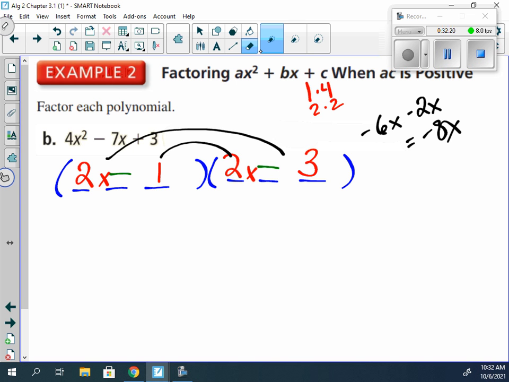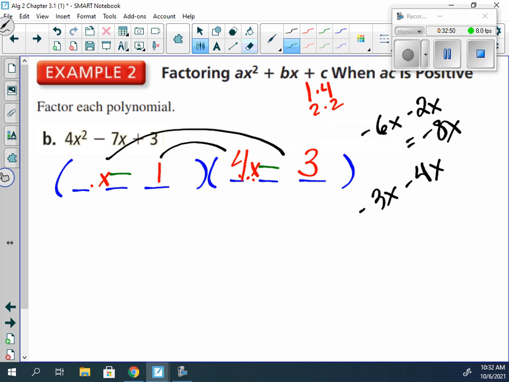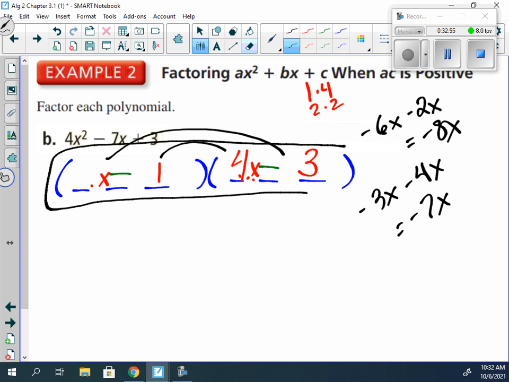Now, 1 and 3 doesn't have any other factors, so we're going to have to switch 1 and 4. Do we want to put the 1 or 4 first? 1 and 4, because we can always check it. If this works out, awesome. If it doesn't, we just switch the 1 and 4. Now, x times negative 3 is negative 3x, negative 1 times 4x is negative 4x, which is that what we wanted? And that's it.